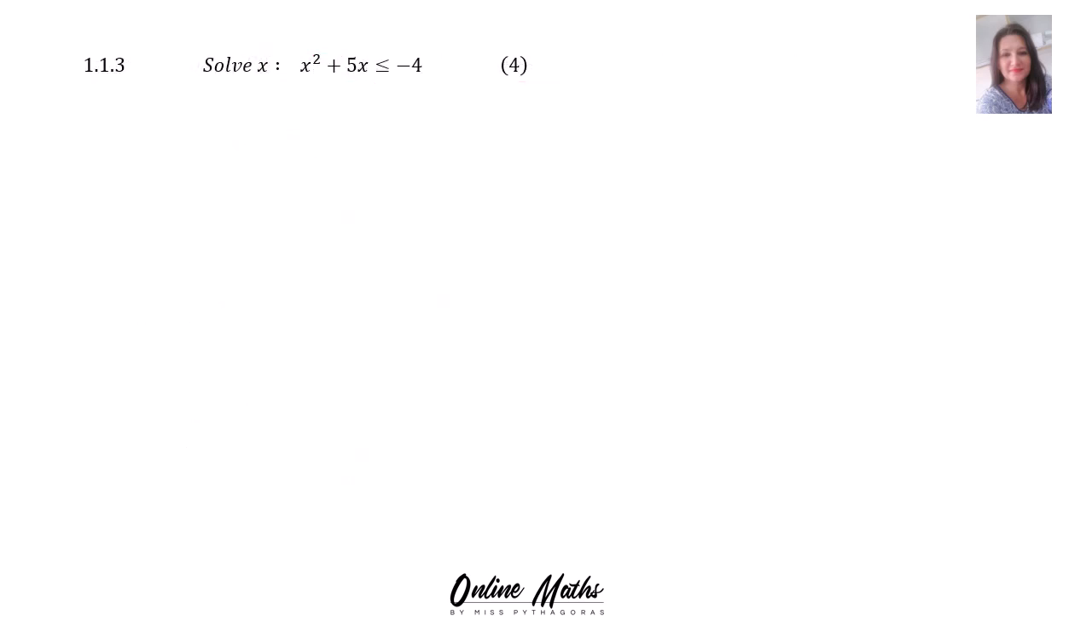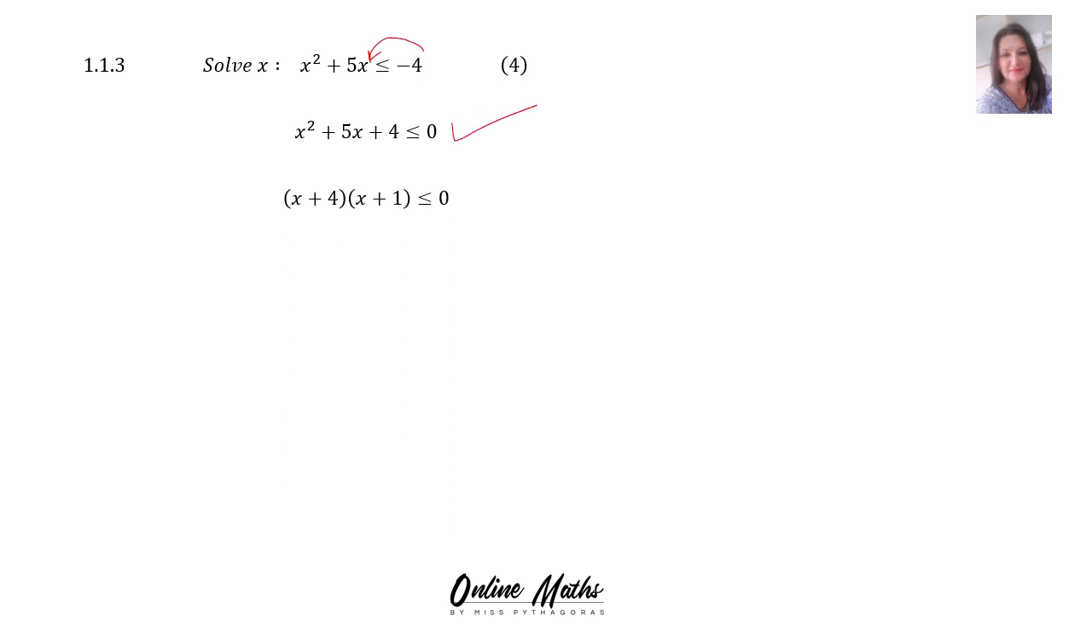On number 1.3, we have to solve this quadratic inequality. So solving a quadratic inequality is like solving a quadratic equation, but it's right at the end where you are going to write your answer, either as an inequality or as interval notation. So your first step is to write your inequality in standard form, and just by doing that, taking this -4 across, this is worth 1 mark.